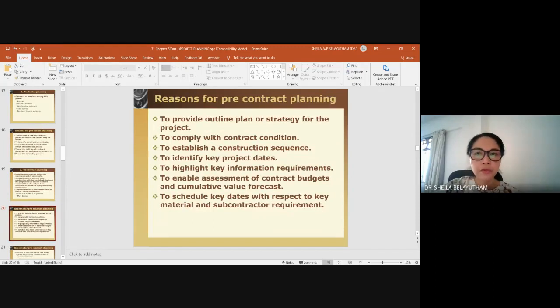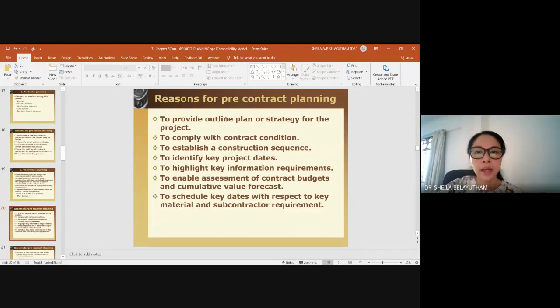All right, reasons for pre-contract planning. One is to provide an outline plan, a strategy for the project. So, construction strategy. Once you're here, you understand that there are certain terms to the contract. This is where you actually lay out your plan, and this plan will be provided to the client.